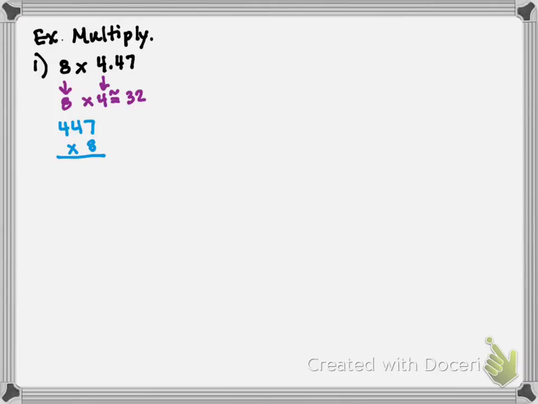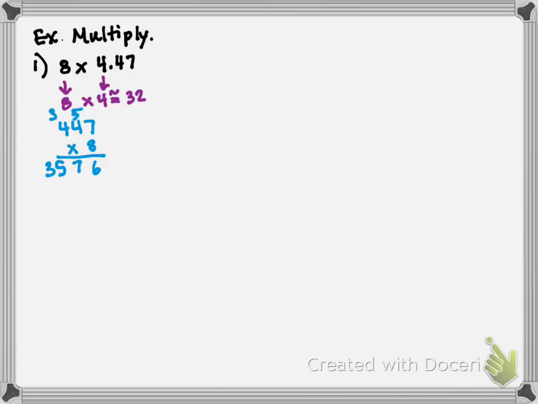All right, so then I multiply. 8 times 7 is 56. 8 times 4 is 32. 32 plus 5 is 37. 8 times 4 is 32. 32 plus 3 is 35.